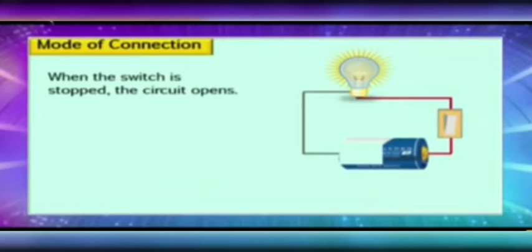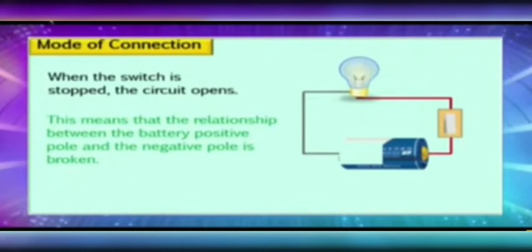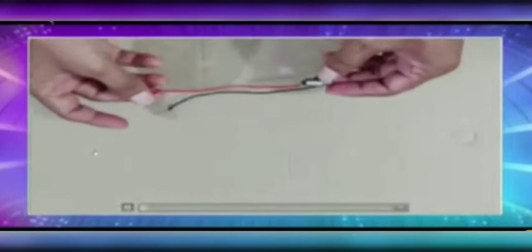When the switch is stopped, the circuit opens. This means that the relationship between the battery positive pole and the negative pole is broken. It is called an open circuit.